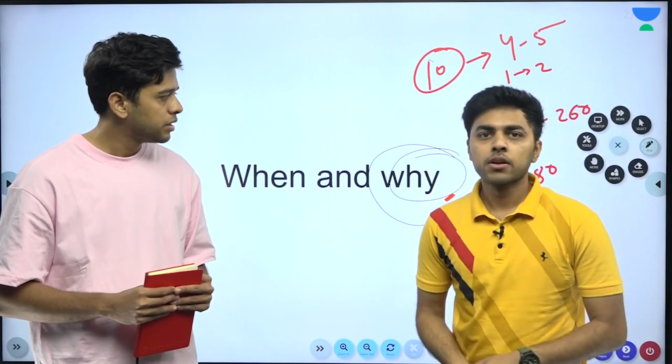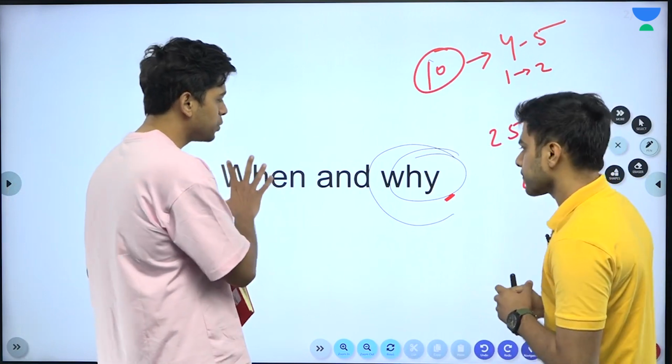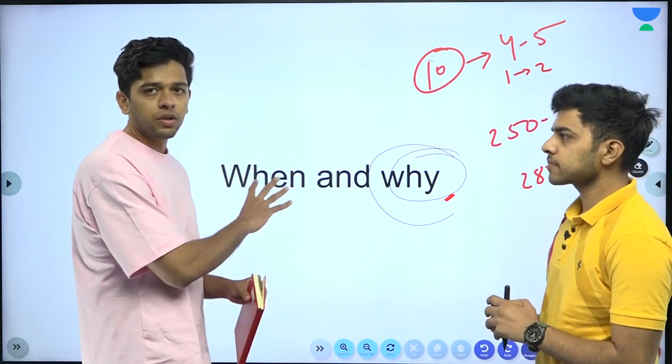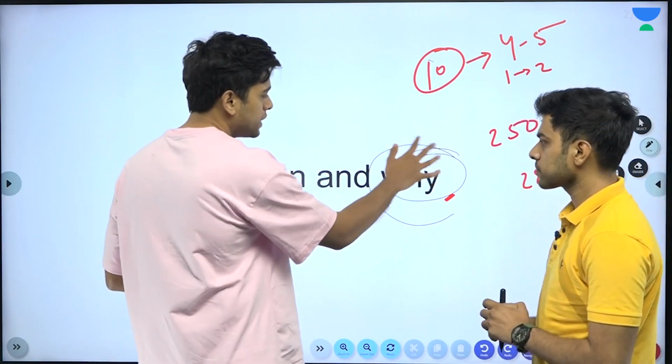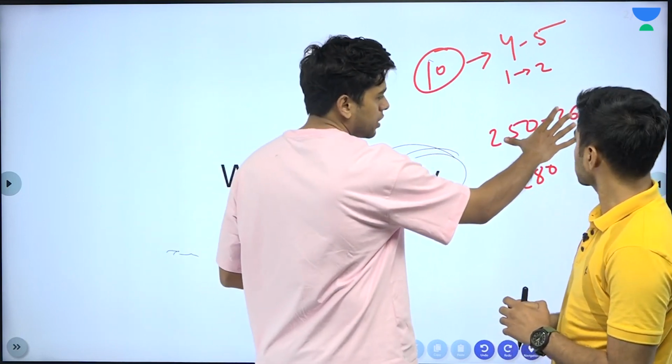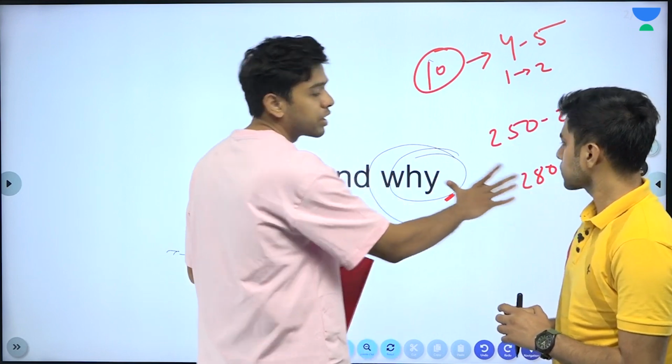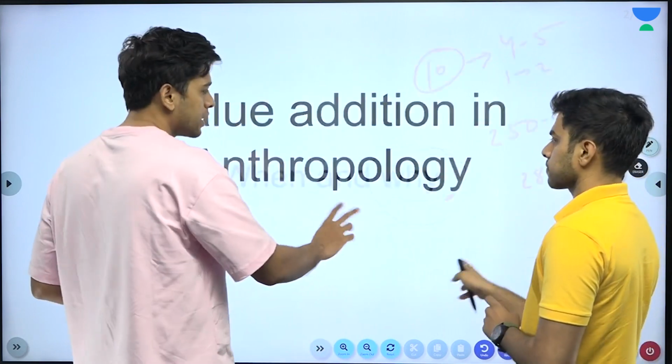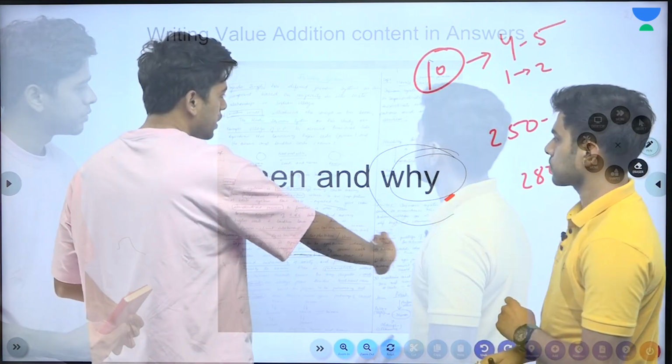Exactly. So this was about when to start adding value addition content to your notes, and why we are adding it. Why we are adding is important, because you have to breach the target of 250, 260 and get somewhere around 290, 300 marks. So that is why adding value is important.